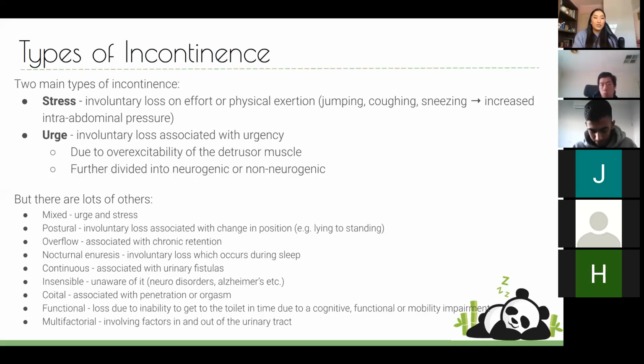Nocturnal enuresis is bedwetting essentially. Continuous is continuous. Insensible, you're not aware of it, so it's more of a neurological problem. Coital is associated with sex or orgasm. Functional is due to a functional issue. If you can't get to the toilet in time, like a mobility issue in elderly or disabled people, that's a type of incontinence, but there's no real problem with the urinary tract. And then multifactorial, which is when you don't know, so it could be a whole range of things.